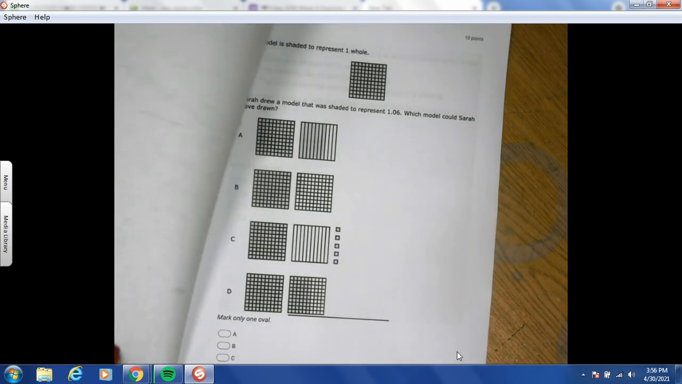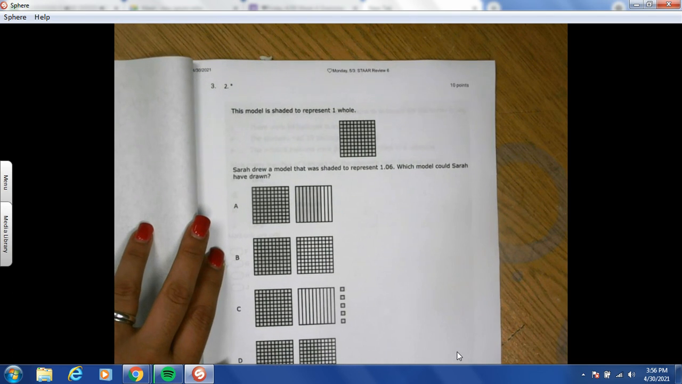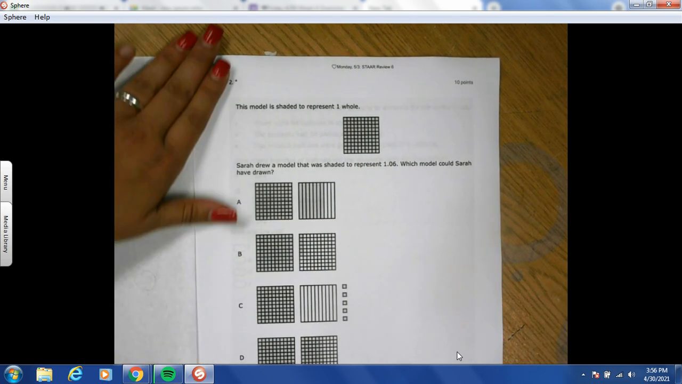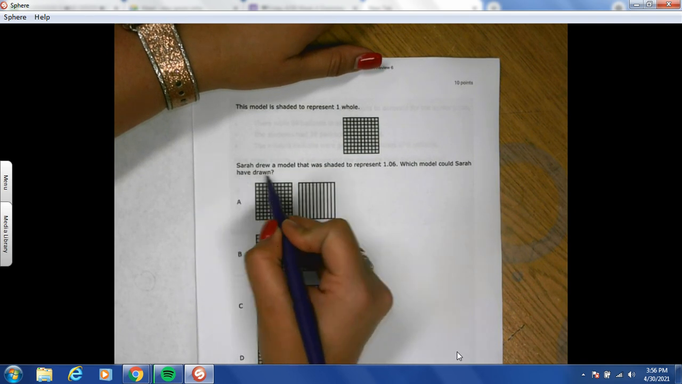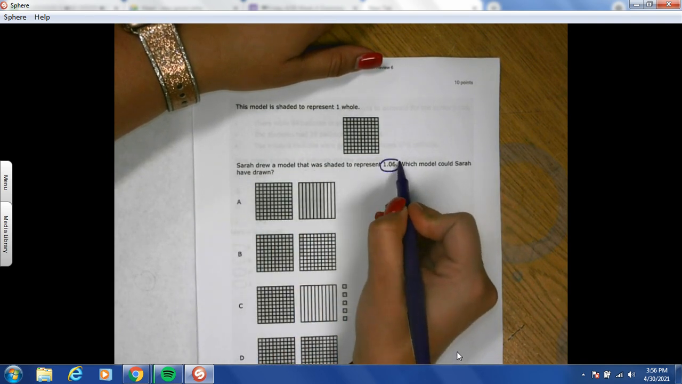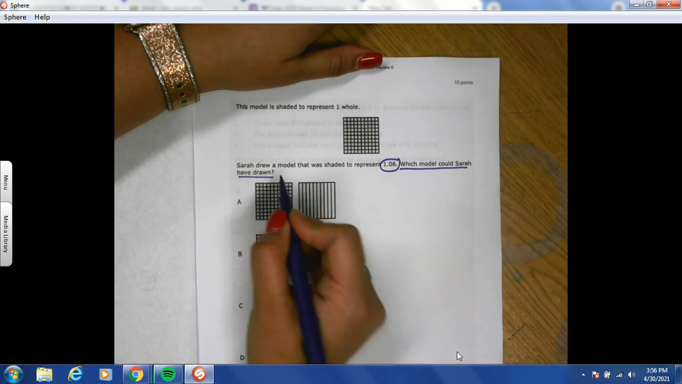Let's do number 2. All right, number 2 says the model is shaded to represent 1 whole 1. Sarah drew a model that was shaded to represent 1 and 6/100. Which model could Sarah have drawn?